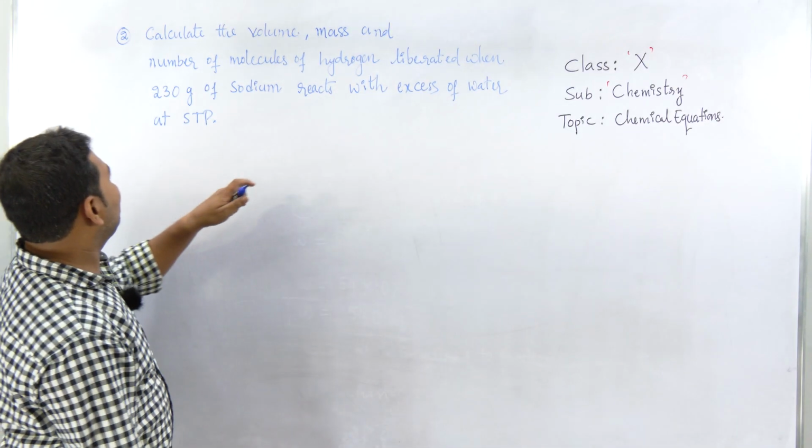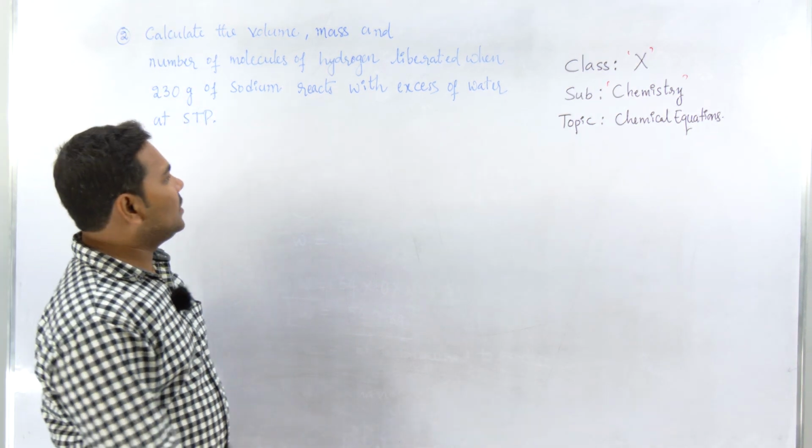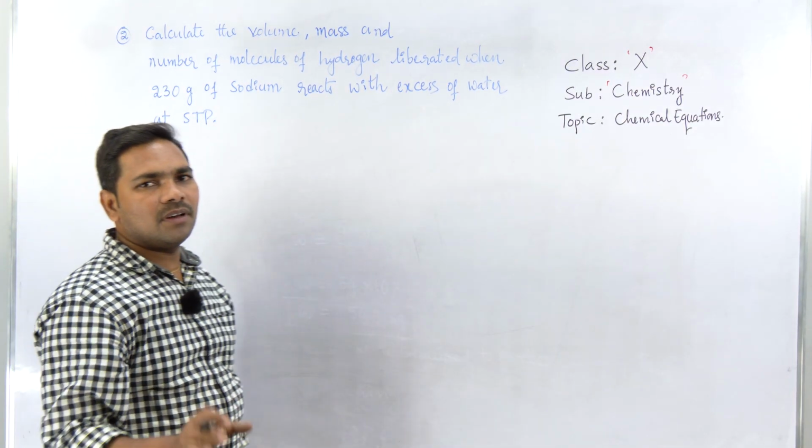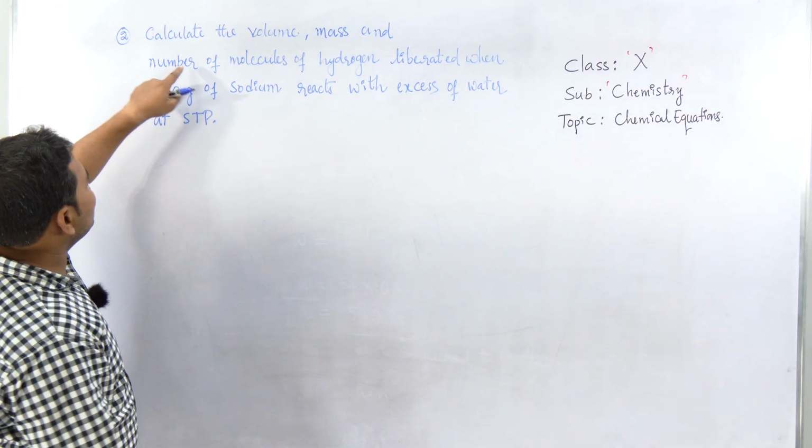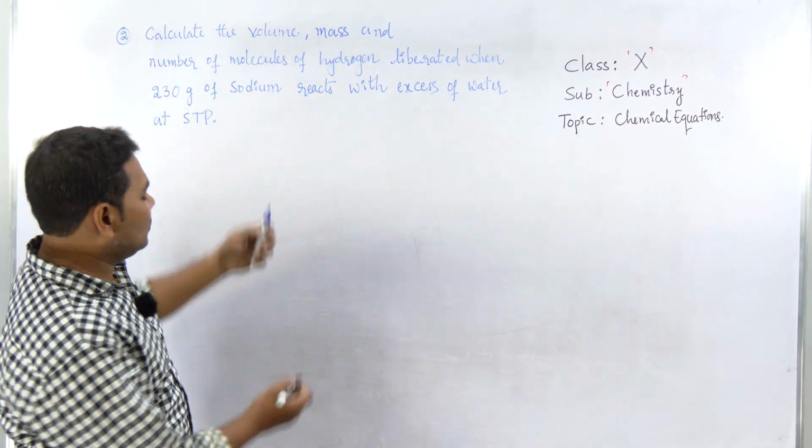Let us see one more example of calculating amounts of reactants or products using stoichiometric quantities. So the question is, calculate the volume.